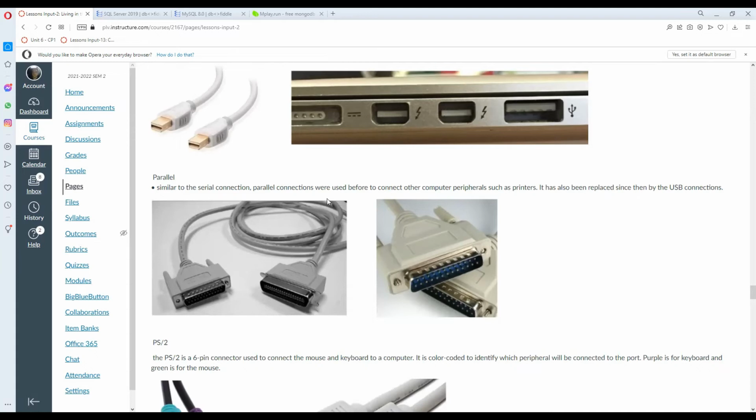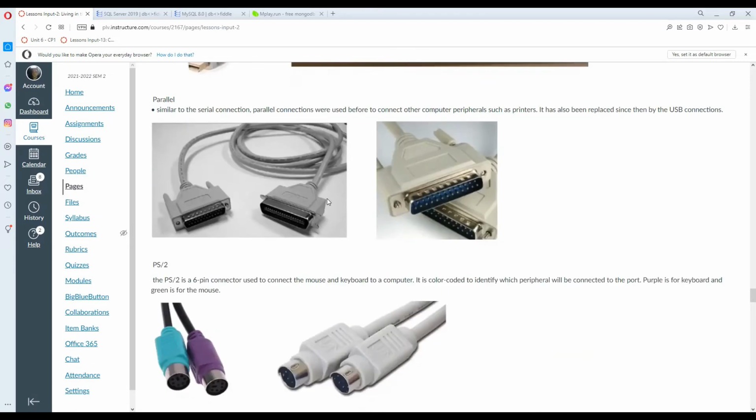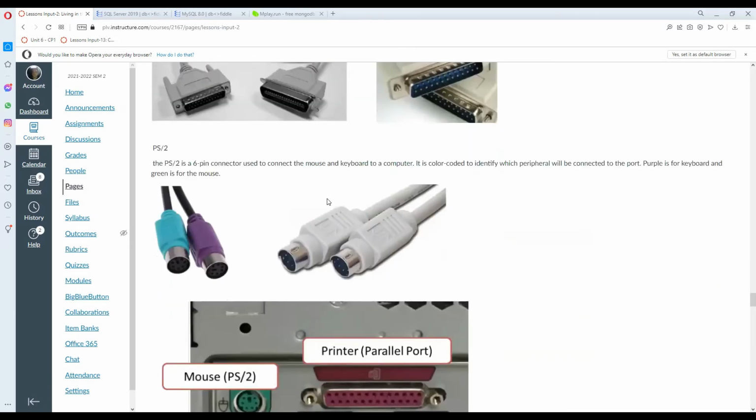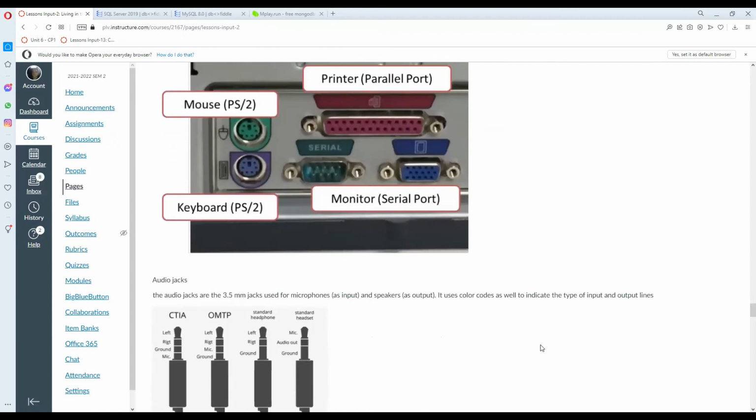Parallel, similar to serial, was used before to connect other computer peripherals such as printers, but has since been replaced by USB. PS2 is a 6-pin connector used to connect the mouse and keyboard to a computer, color coded to identify which peripheral will be connected to the port. Purple is for keyboard and green is for the mouse.